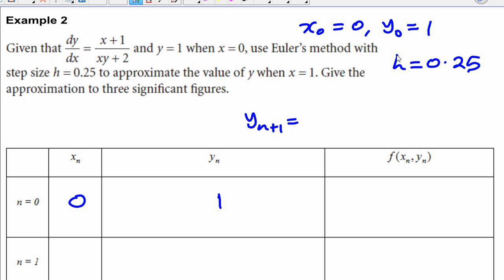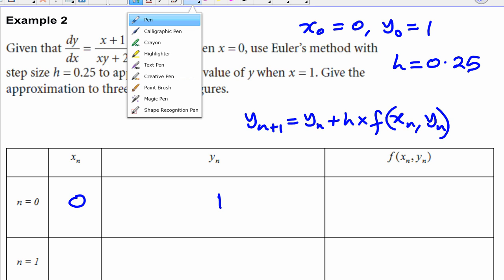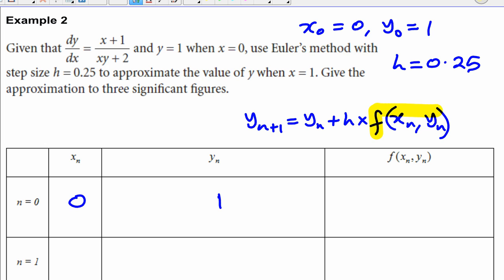Y sub n plus 1 is equal to y sub n plus h multiplied by f. And this is actually the gradient. So you just plug your known values of x and y to find the gradient. So this is m. You plug these values in the differential equation to find what m is. So this is equal to m. All right. So I should have used a different color for this. So this is m. All right. So we are going to start here.